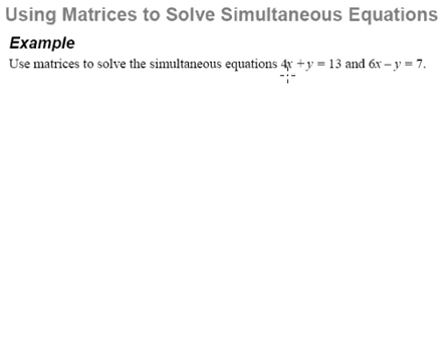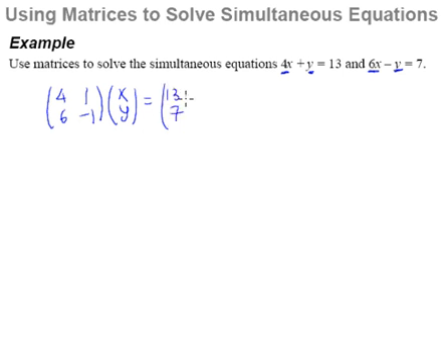The first thing that we must learn is to take note of the coefficients. So this is 4x plus 1y, so we have 4, 1. And this is 6x minus 1y, so this will be 6, negative 1. Now we multiply by x, y, and that will give us 13, 7. So this is precisely the same pair of equations here, but in matrix form now.